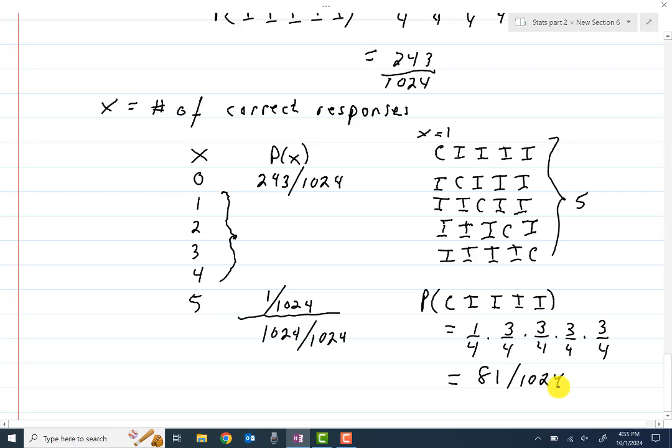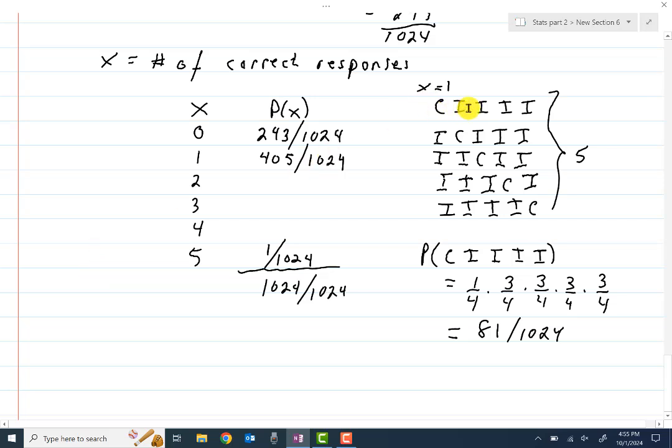Then let me go ahead and erase this. What you would have happen then is to put an answer here, I've got to multiply by 5 because there's 5 ways to make this happen. So you got the 5 ways times the 81 over 1024. It's just like multiplying 5 times 81. So in fact, you'll get 405 out of 1024. Like I said, this is a little beyond what I want you to be able to do.